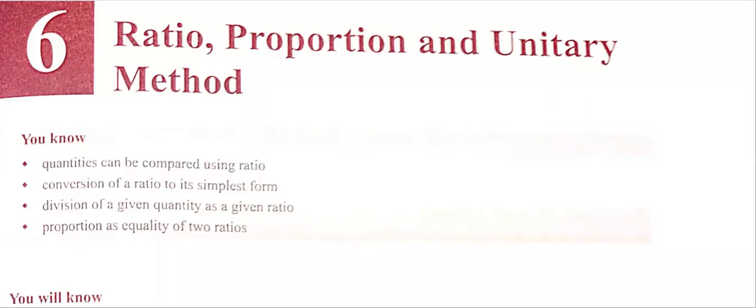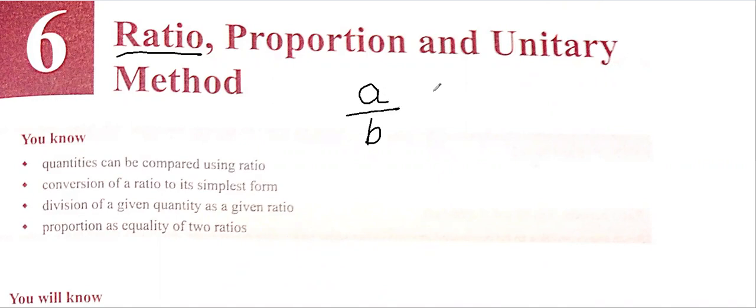Okay, so here it says chapter number 6, ratio, proportional and unitary method. That's the name of the chapter. Now let's understand the meaning of a ratio. Ratio means something divided by something. If it is comparable, then I can say it is a ratio.